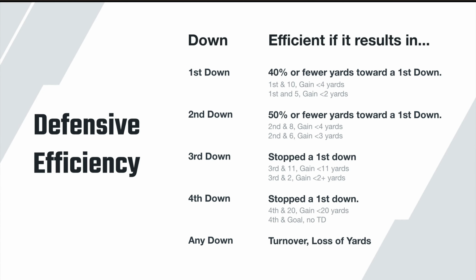Defensive efficiency is the inverse of offense. Instead of gaining 40% or fewer yards towards a first down, you'd have to stop the offense before they achieve that. If we want to be efficient defensively, we can't let the offense be efficient.